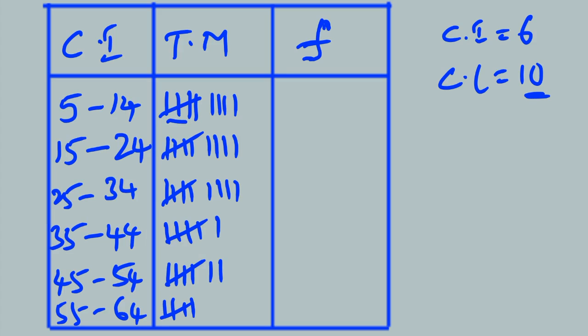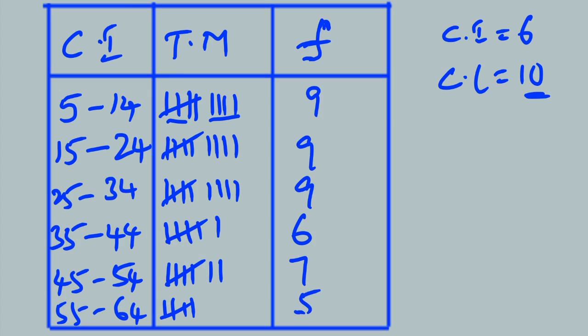Here 5 plus 4, 9. Again 5 plus 4, 9. Again 5 plus 4, 9. Here 5 plus 1, 6. Here 5 plus 2, 7. Here only 5 is there. So this is the frequency of the given data.